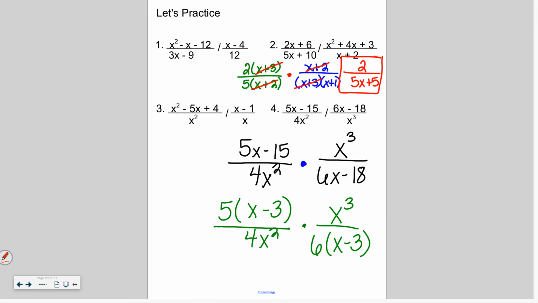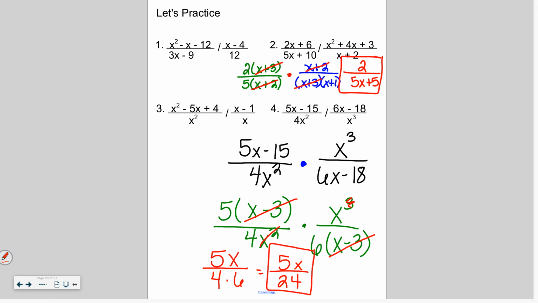Now I'm going to see what I can take out. The x minus 3's cancel. I can cancel the x squared and the x cubed. I cannot do anything with the 4 and 6 because they're straight across from each other. Remember, when you are simplifying, it's either diagonal or up and down. So I'm left with 5x over 4 times 6, which is 24. And that is my answer.